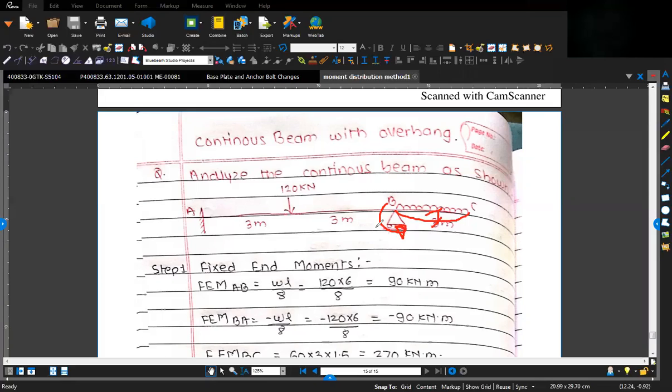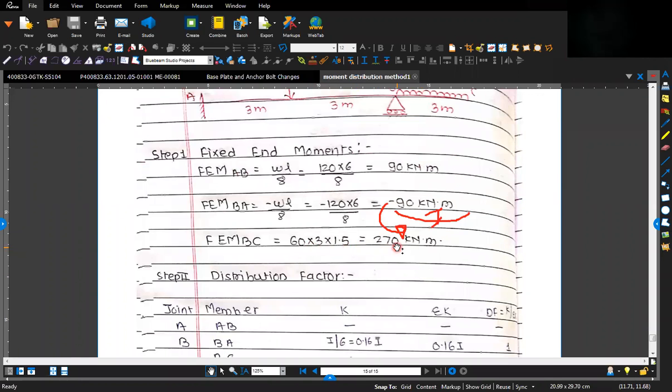So that is what we are doing here. Now what you understand is that this moment will be produced to avoid this sagging, so that it will keep this B joint in stable condition. Now what is the nature of this moment? It is anti-clockwise, I agree. So that's why we'll consider this moment as positive: 60 into 3 into 1.5.